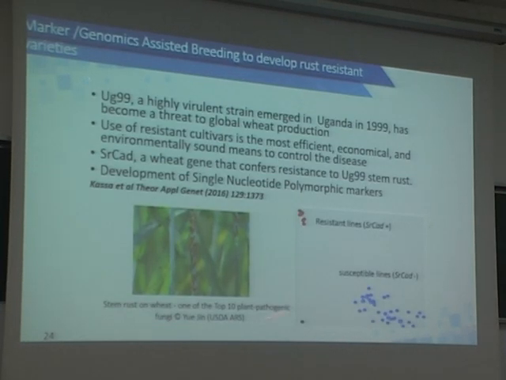This is an example of marker assisted breeding, or sometimes it's called genomic assisted breeding, where we developed markers that can discriminate between rust susceptible plants and resistant ones using SNP markers, single nucleotide polymorphism markers. This was applied to UG99, a virulent strain of rust that's now present in Uganda and that can invade other countries and affect the productivity of wheat and affect food security.